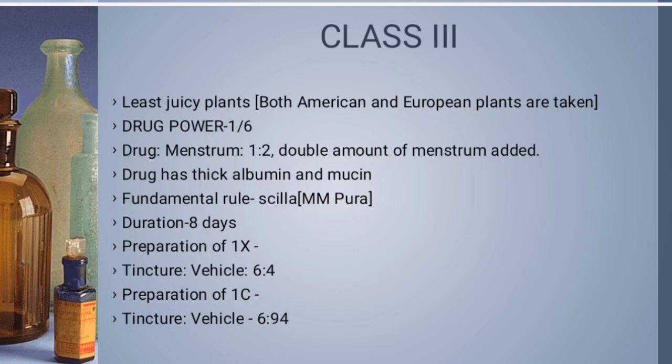Then we will see the requirements, what things we require to make a drug. Here you only guess what is the first thing. Simply as before, we need the selected drug substances. And the second thing is strong alcohol, because we are making mother tinctures.